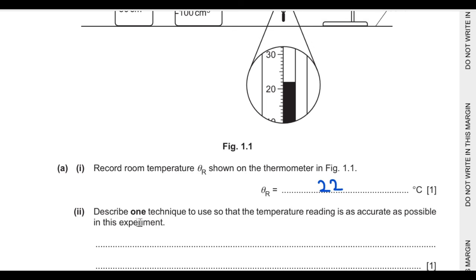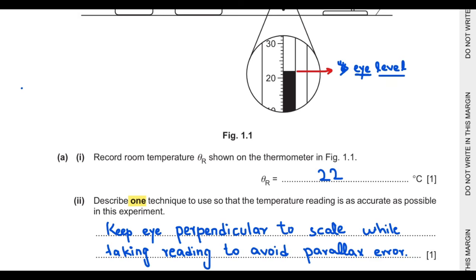Part B says describe one technique used so that the temperature reading is as accurate as possible in the experiment. To get the most accurate reading from the thermometer, your eye should be level with the scale where you are taking the reading, to avoid any parallax error. So keep your eye perpendicular to the scale while taking the reading to avoid parallax error.